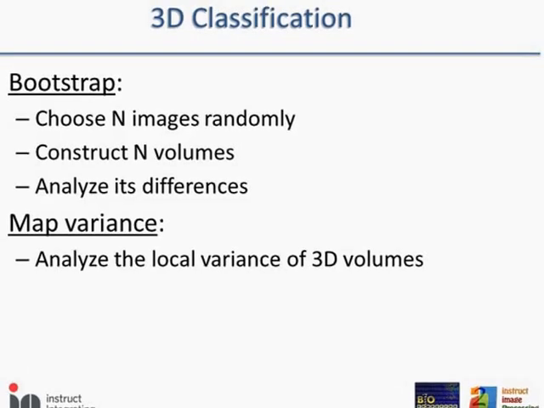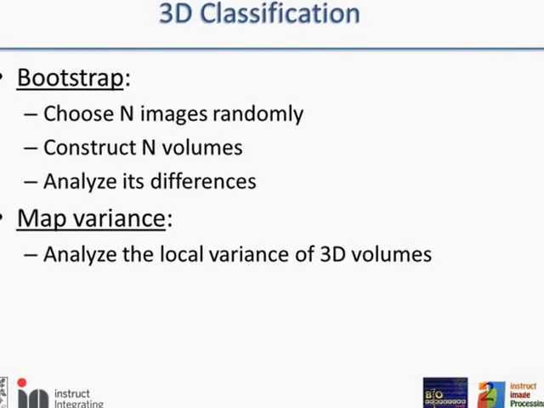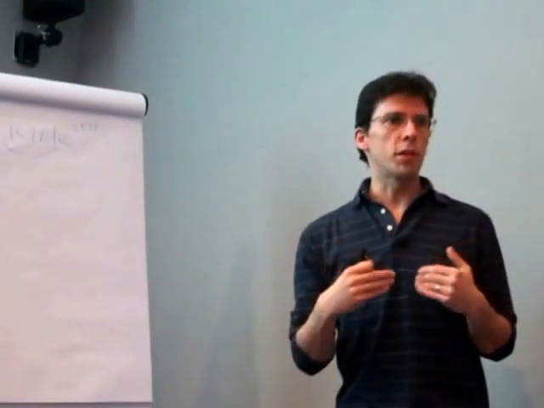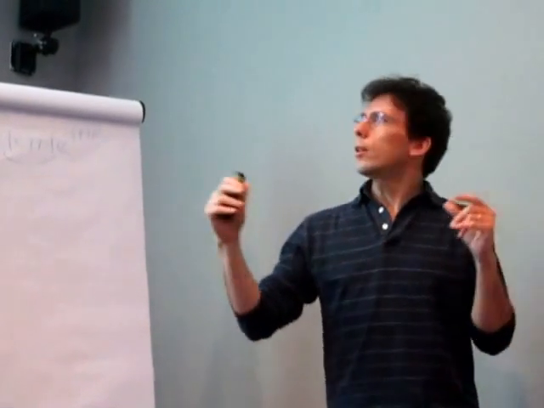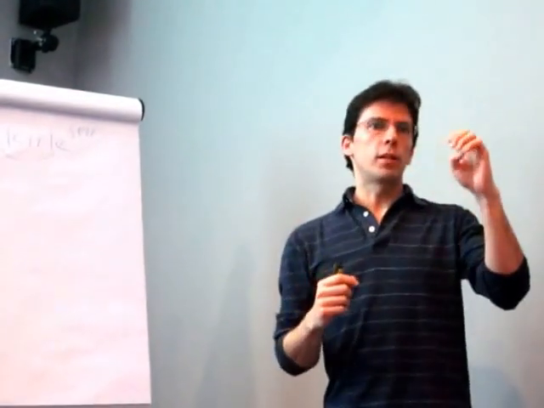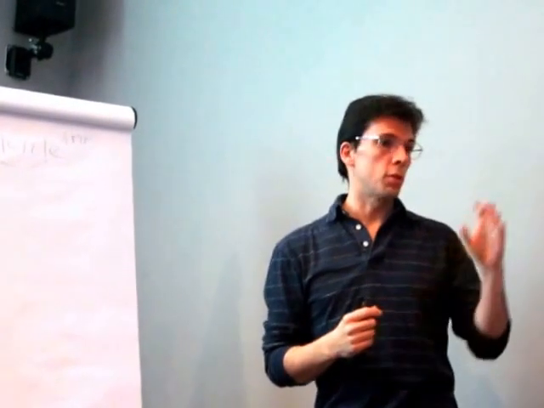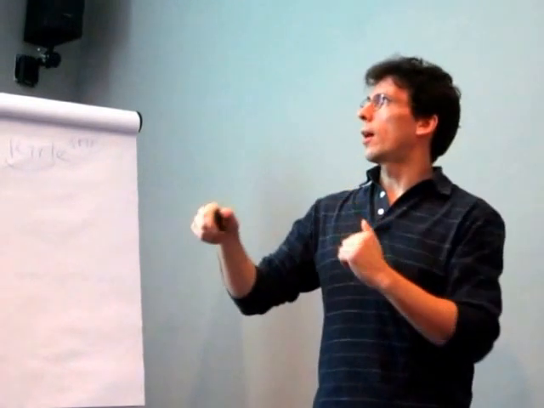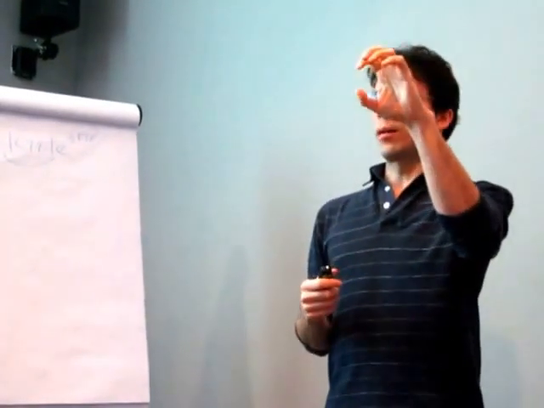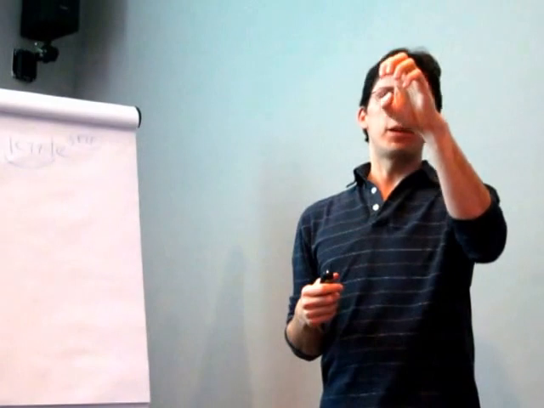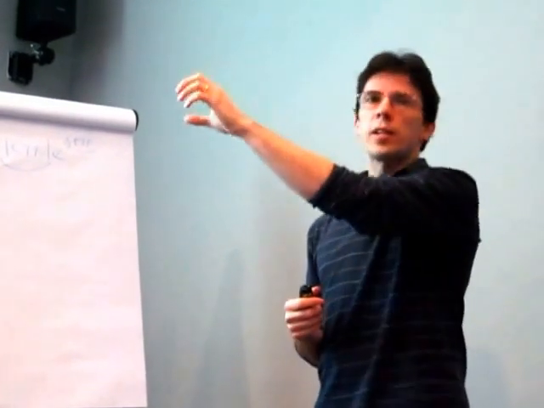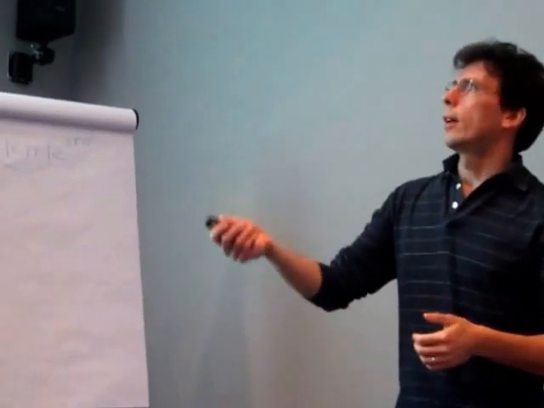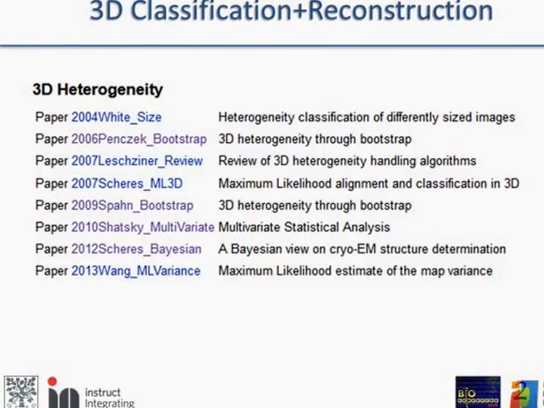Another possibility is to compute this map variance. The principle is similar: you make many 3D reconstructions out of the same set of data, and then you try to analyze locally what is the variance of the volumes. You know, this is one of the steps in this bootstrap algorithm. So you realize this region is changing a lot, and this other region is not changing so much. And again, there are a number of papers related to all this.